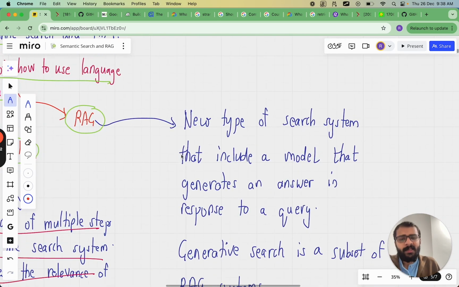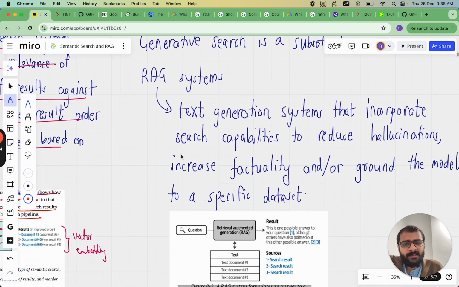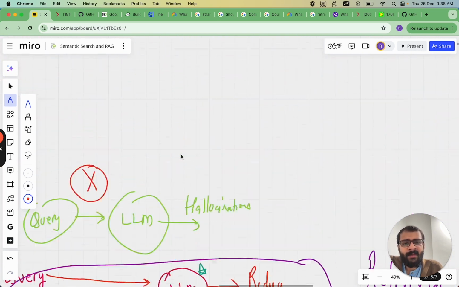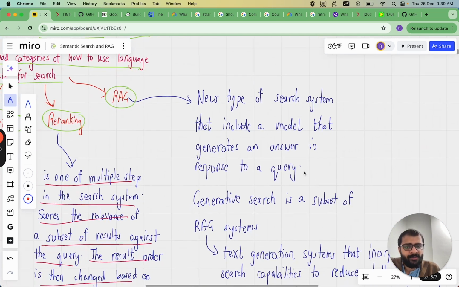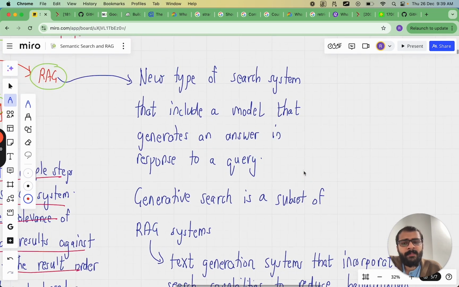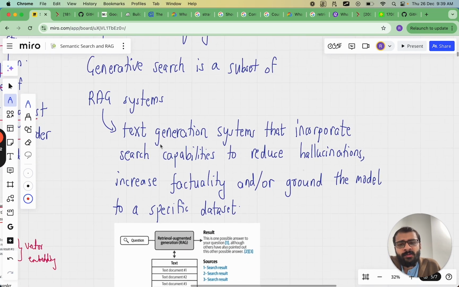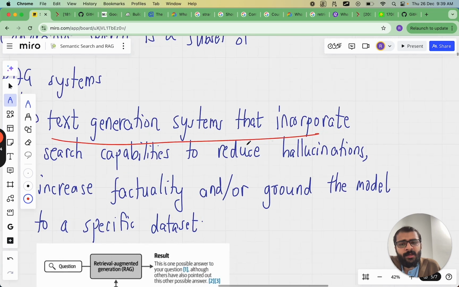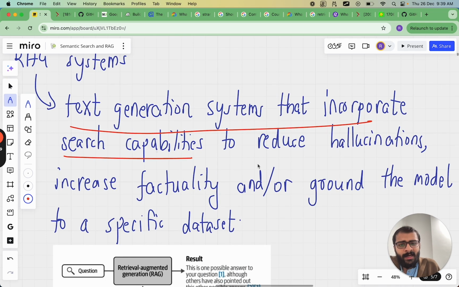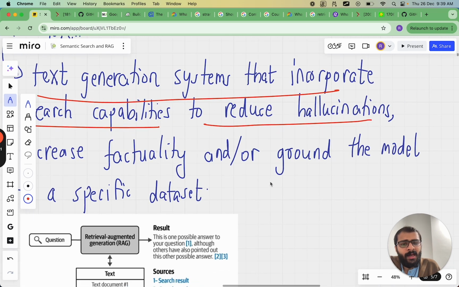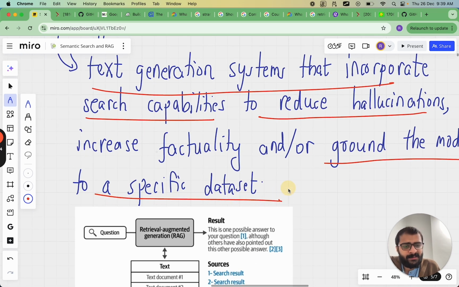And then the final thing is RAG. The best way to understand RAG is this schematic which I just showed you. Instead of just feeding a query to a large language model, we feed the query along with the documents which are retrieved so that we ground the LLM and we reduce the hallucinations. This is also mentioned over here. These are text generation systems that incorporate search capabilities because we are retrieving documents, and that reduces the hallucination and grounds the model in a specific data set.